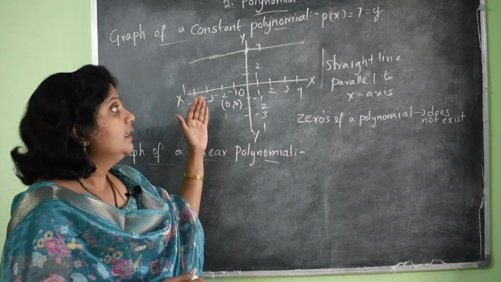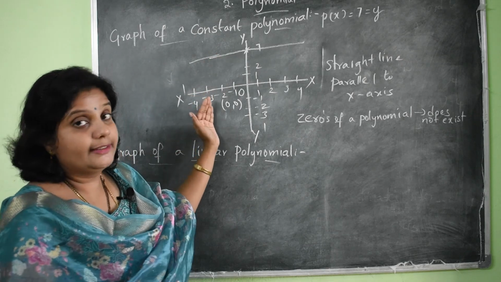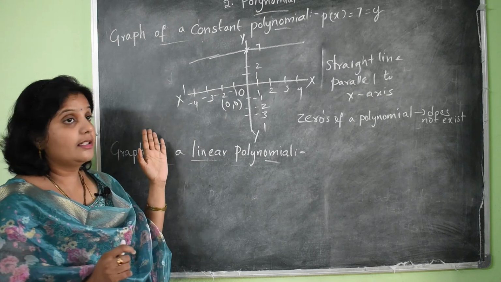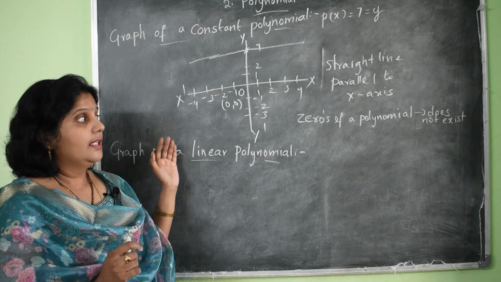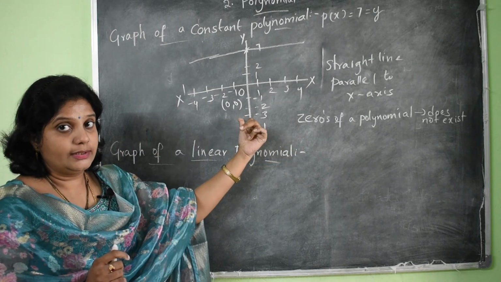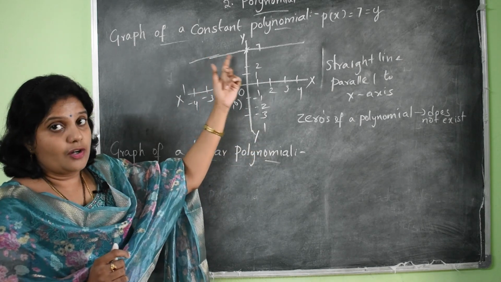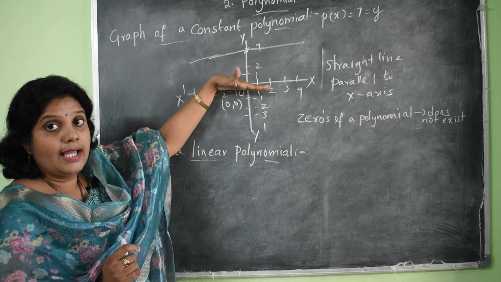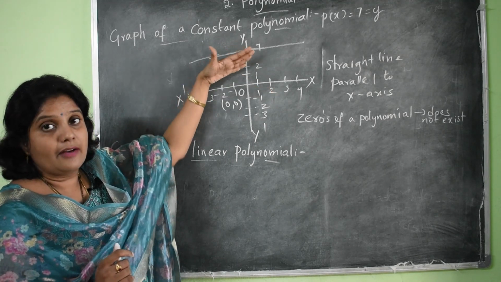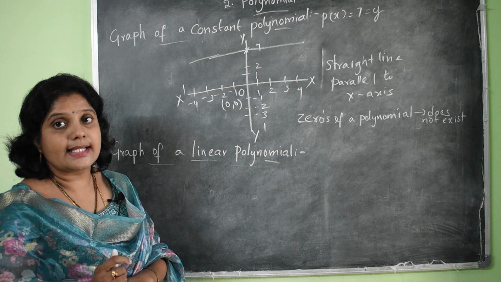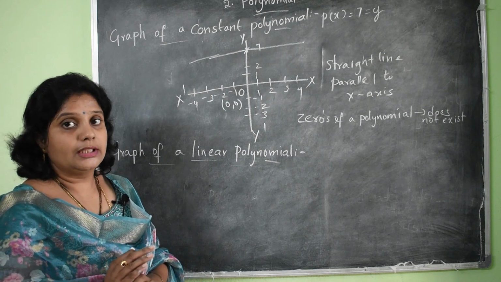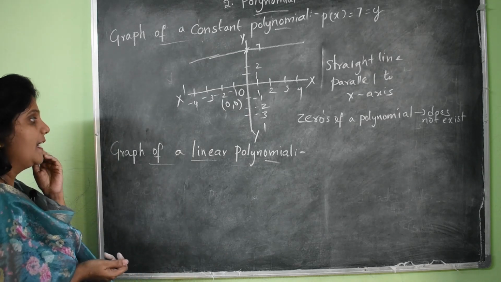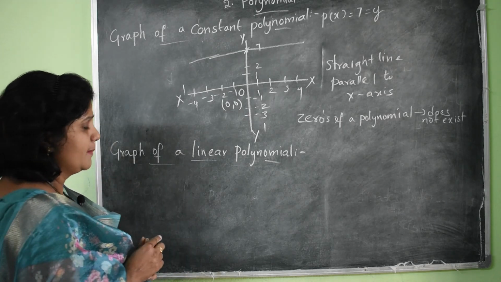Why? Because the graph is not at all intersecting the x-axis. Okay. Now we understood what the graph of the constant polynomial is. The zeros of a polynomial do not exist for the constant polynomial. Why? Because we are getting a straight line parallel to the x-axis and the graph is not at all intersecting the x-axis. So the zero of the polynomial does not exist. Okay. Next, the graph of a linear polynomial.